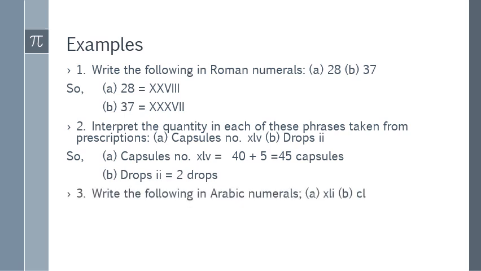The next question is, write the following in Arabic numerals. The first value is XLI. Over here X is a smaller value and L is a larger value. L represents 50, X represents 10, so it will be 40, and the I is a smaller value after the larger value, it represents 1, so it will be 41. The next value is CL. Here C represents 100 and L represents 50, so 100 plus 50 will be equal to 150.